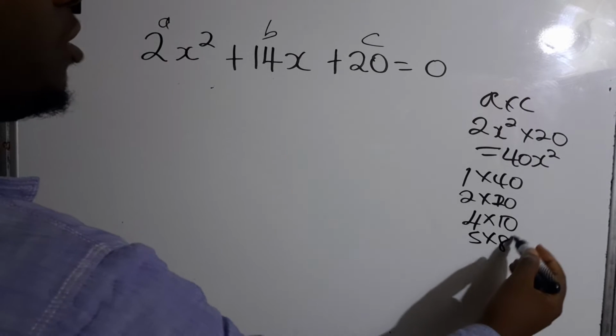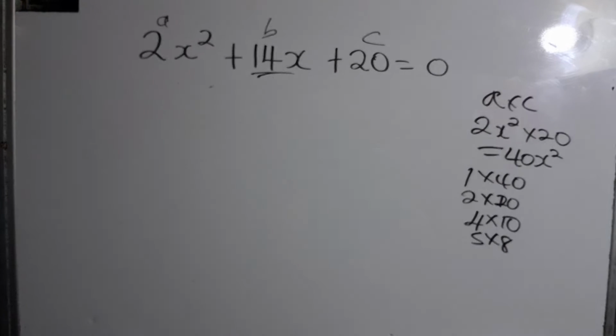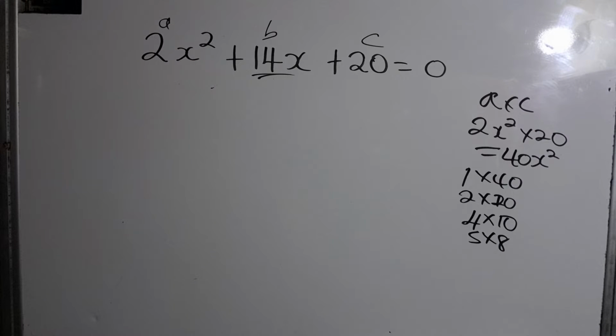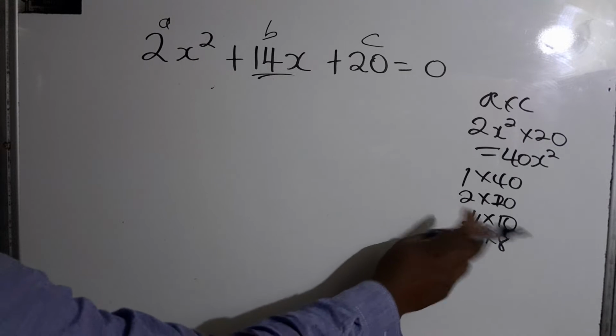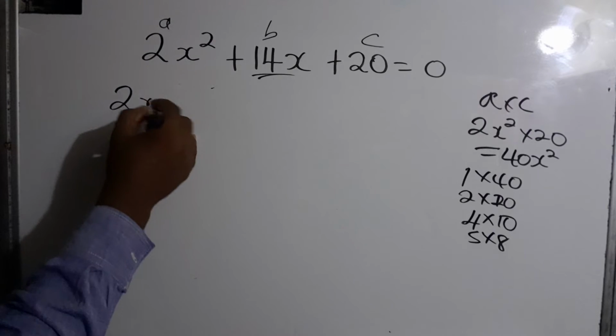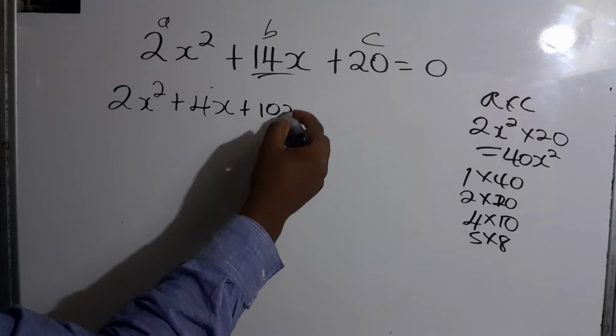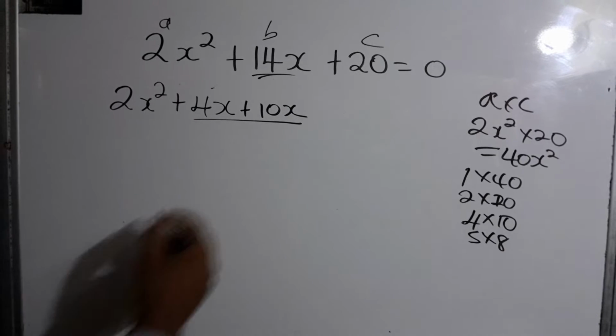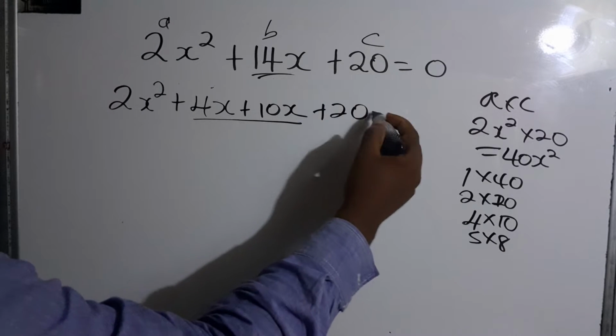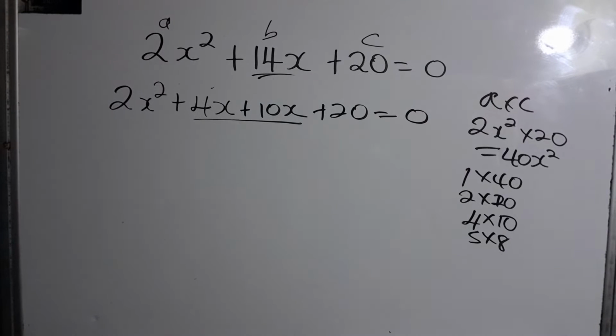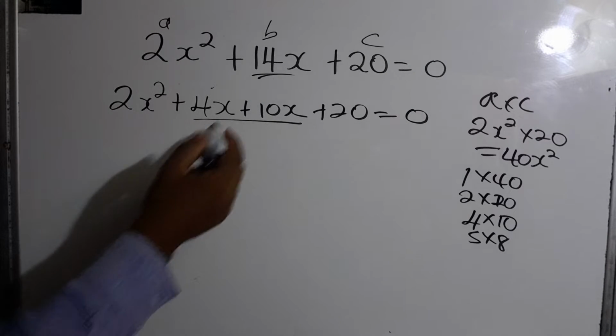We're supposed to find two numbers that add to give us 14. So this would be 4 and 10. We replace 14x with 4x plus 10x, because the product of these is 40. All right, let us put them in pairs and factorize.